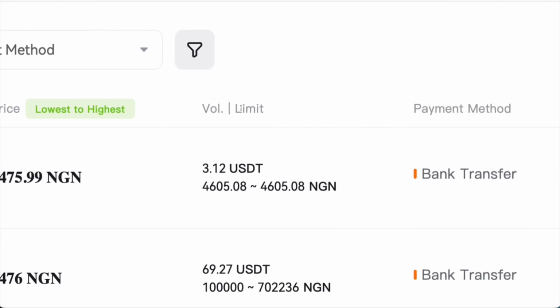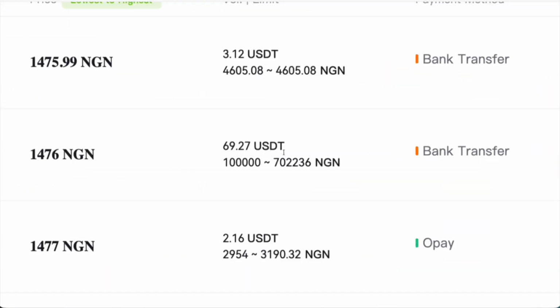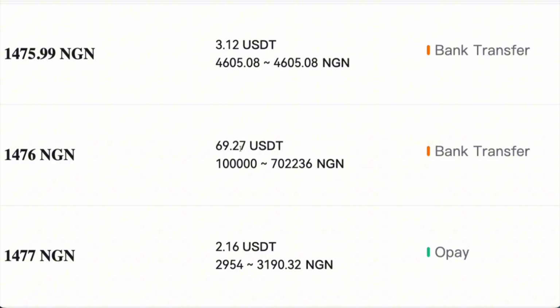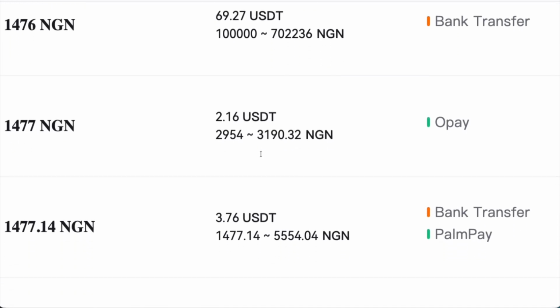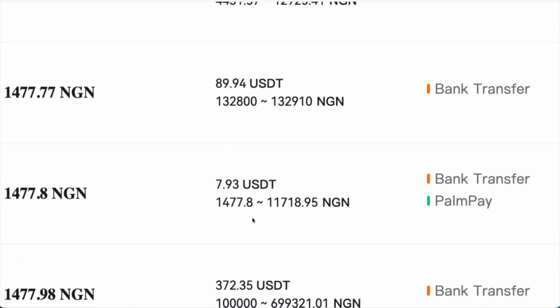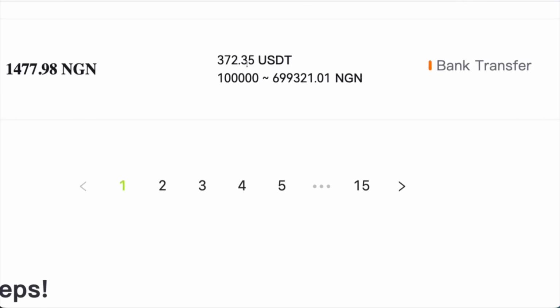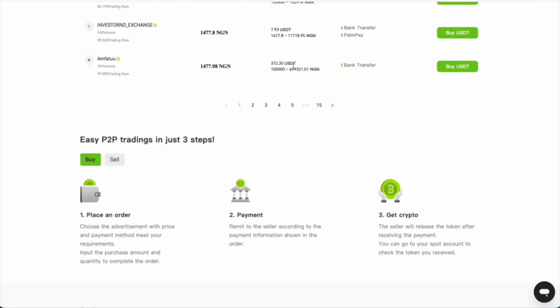But one thing I want to look at is the volume and limit. Here where it says volume and limit, if I'm buying from this person only has 3 USDT. So definitely I will not be able to buy from this person, right? Except you just want to buy 3 USDT, then you can buy from that person. Then if we scroll down, this person has about 69 USDT, this person has about 2 USDT, 3 USDT, 50 USDT. These are the available assets that these people can actually sell. And then this person here has about 372 USDT. So it means if I want to buy from 100,000 upward, or even up to 200,000, I can buy from this particular person.